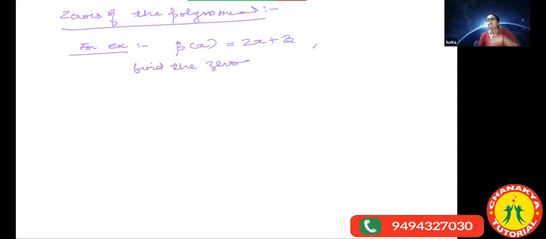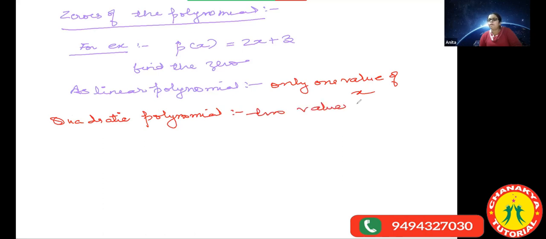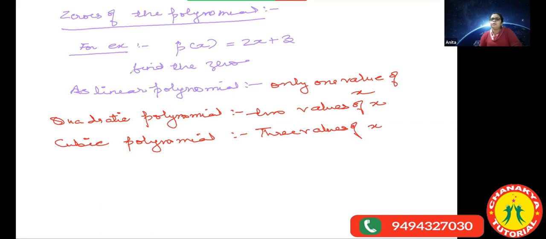First of all, you have to identify that this is a linear polynomial, that means the highest power of x is 1 only. So it contains only one value of x. And if you are given a quadratic polynomial, then it will contain two values of x. And if it is a cubic polynomial, where the highest power of x is 3, then there will be three values of x.